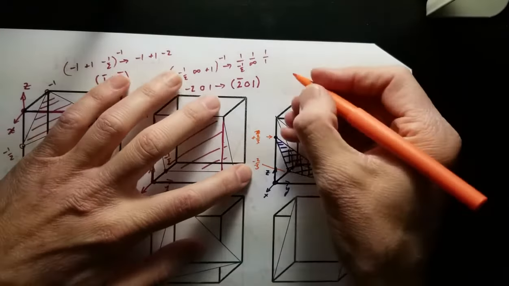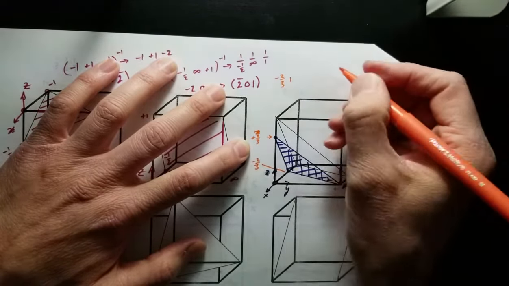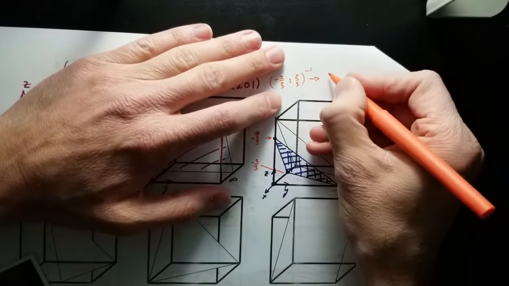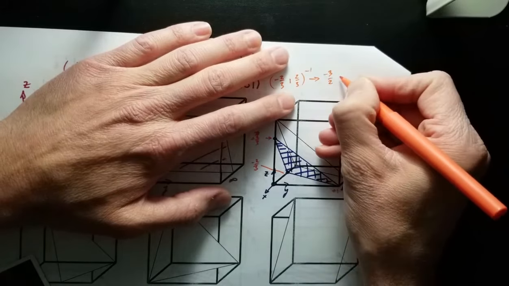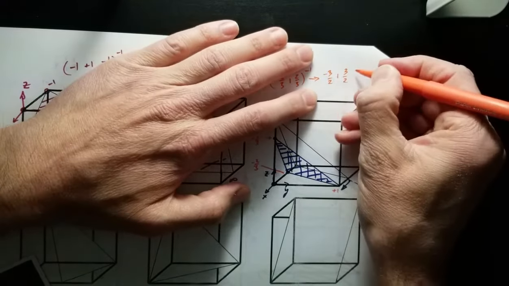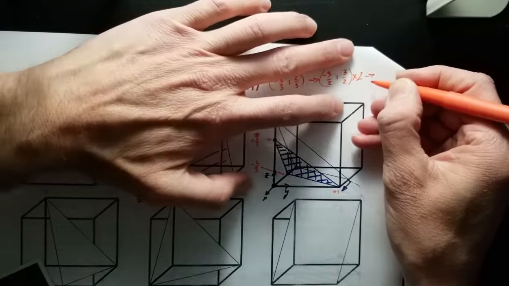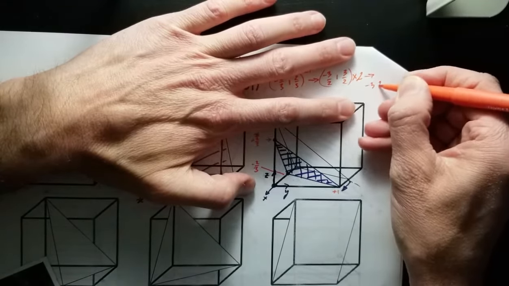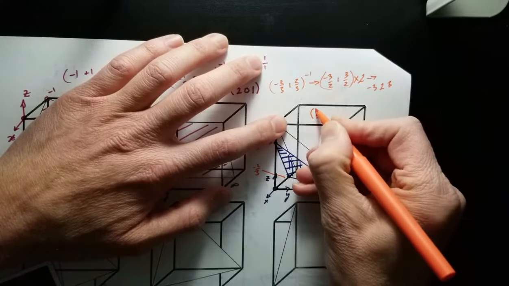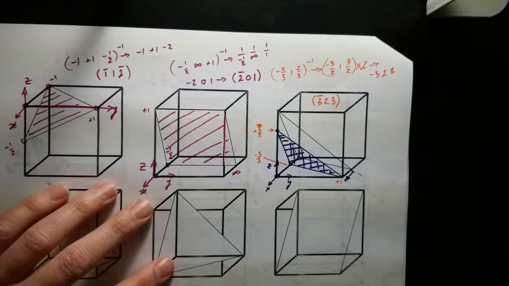So, okay, let's put this out to say minus 2/3, plus 1, plus 2/3. Take the inverse of that. So I'm going to get minus 3 halves, 1, 3 halves. We don't want fractions, right? So we're going to take this entire thing, multiply by 2 to get minus 3, 2, 3. So the proper notation is going to be 3 bar, 2, 3. And that's this plane.